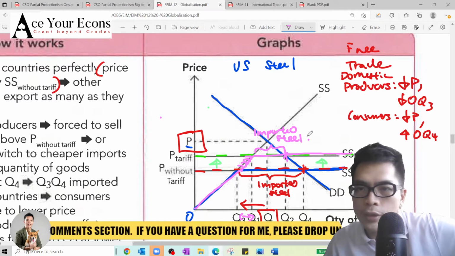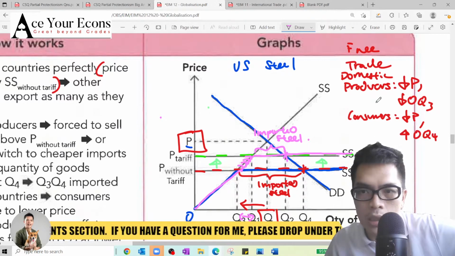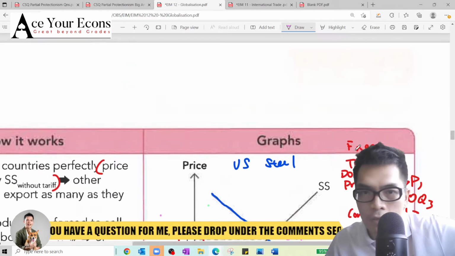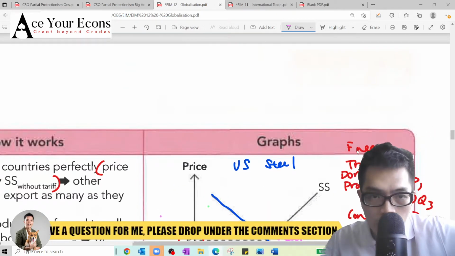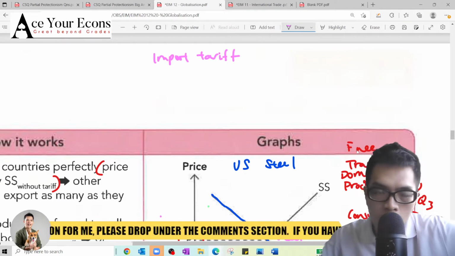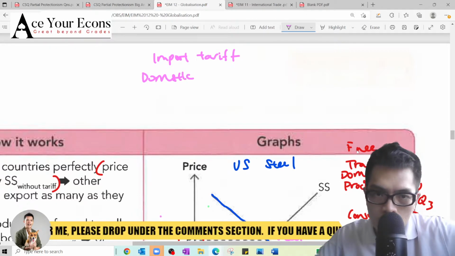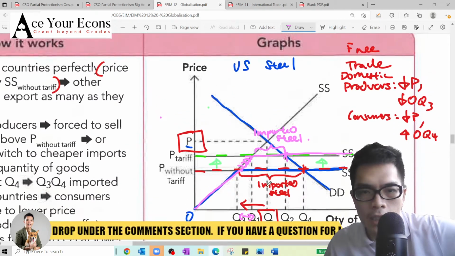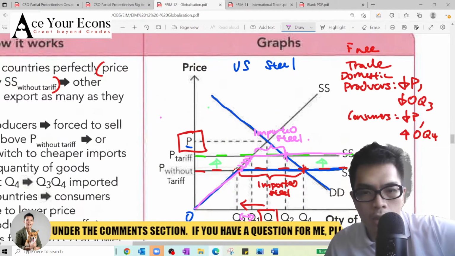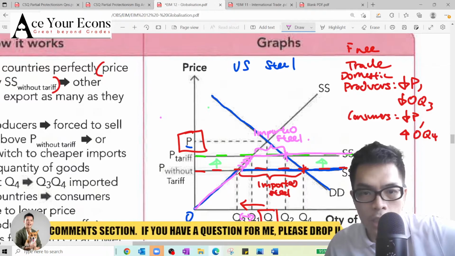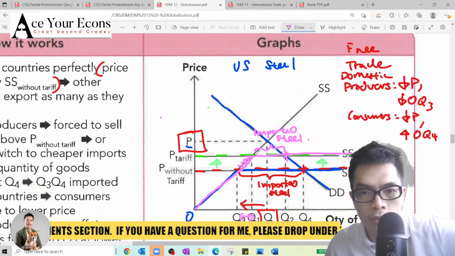So now let us deduce how producers and consumers are going to be affected with a tariff. I'm running out of space, maybe I use here, with import tariff. So let's compare domestic producers. Domestic producers, we can actually see that initially they are producing at P without tariff, but as a result of a tariff, this actually entices them to produce up to P tariff.